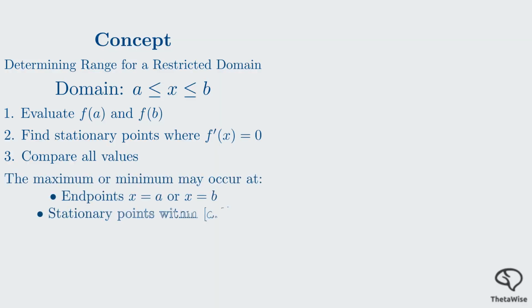On a restricted graph, the highest or lowest points might occur at the ends of the segment, or at a peak or valley in the middle. If a stationary point, the vertex, lies outside our restricted domain, we ignore it and only focus on the endpoints. Visualizing the curve is the safest way to ensure you do not miss the true maximum or minimum.